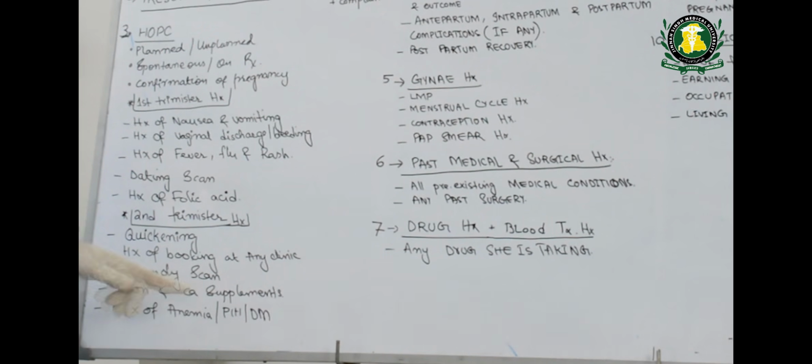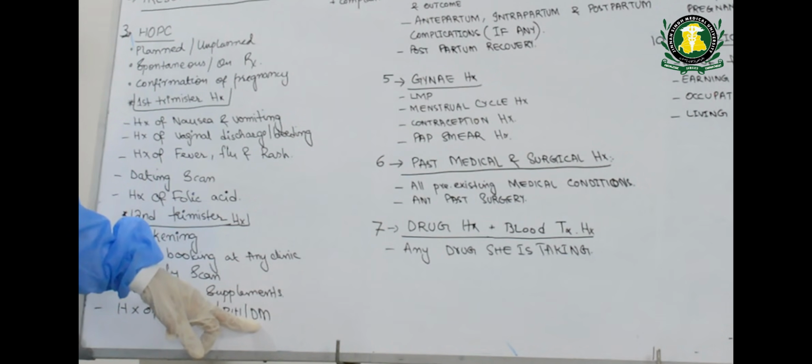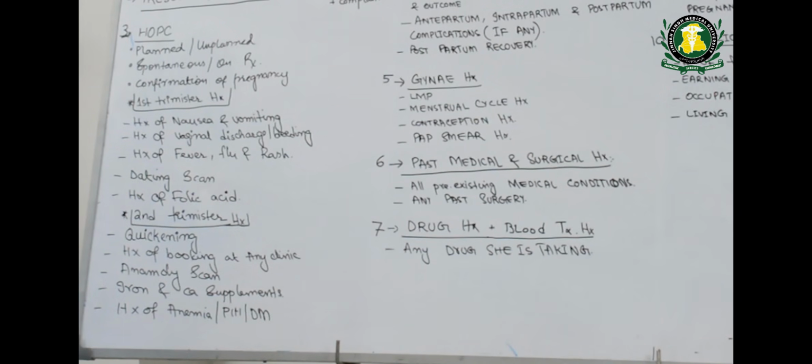And then for the PIH history, we have to inquire about the signs and symptoms of raised blood pressure, that is headache, epigastric pain and blurring of vision. For diabetes mellitus, we have to inquire about polyphagia, polydipsia and polyuria.